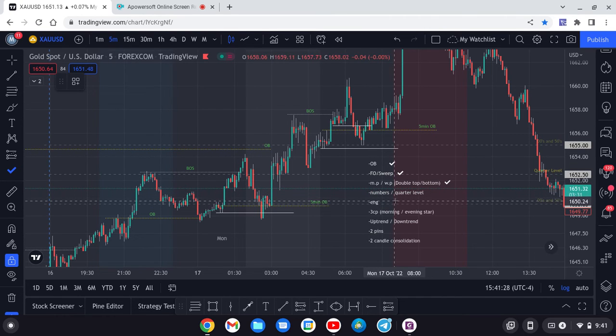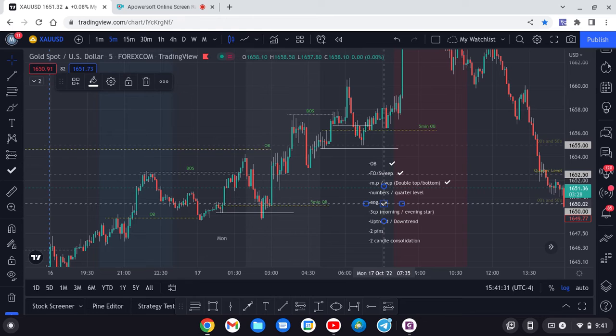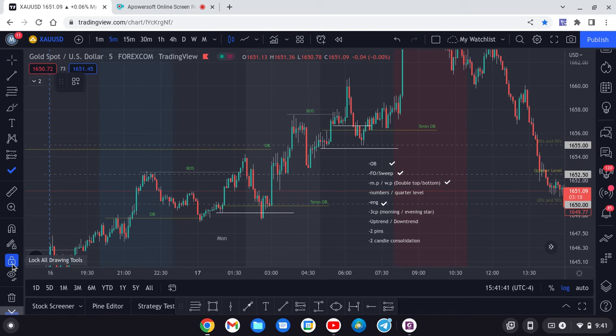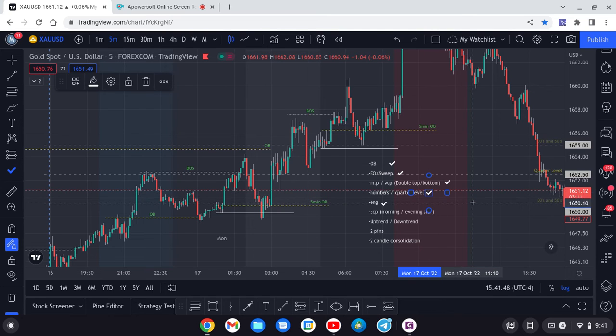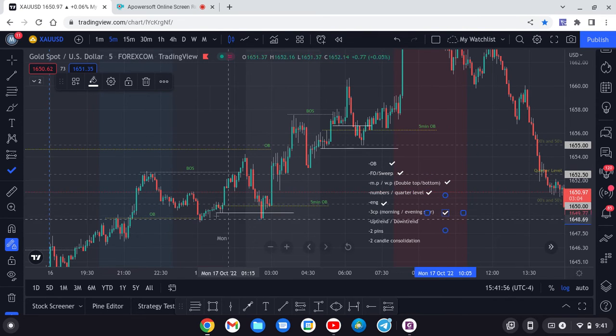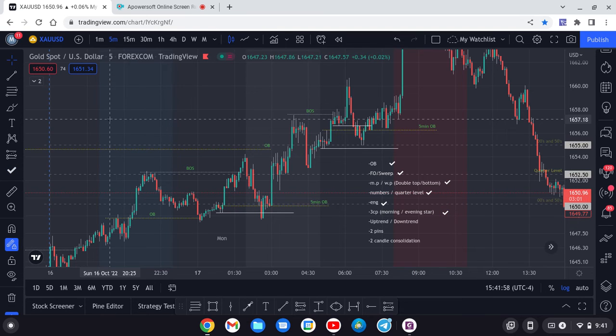So we have this engulfing right here. That's our fourth confirmation. And we have price reacting off of the numbers level. That's our fifth confirmation. And we have a three candle pattern forming in the form of four candles. That is our sixth confirmation. So immediately when that happens, I have one, two, three, four, five, six, and then I'll enter my trade.